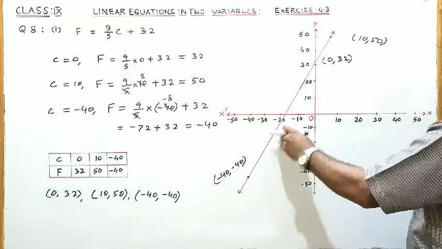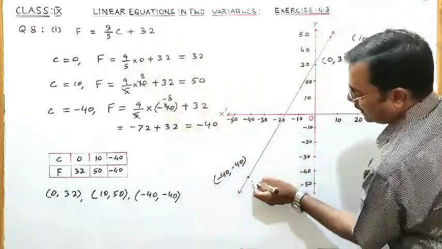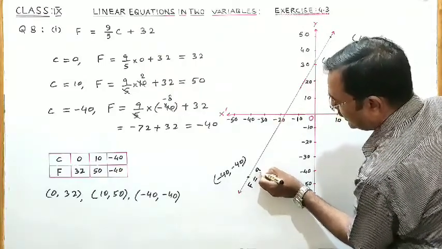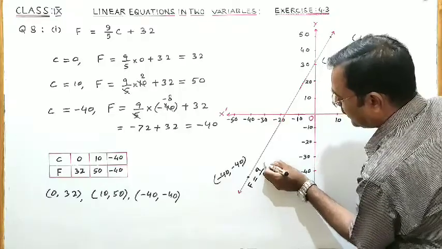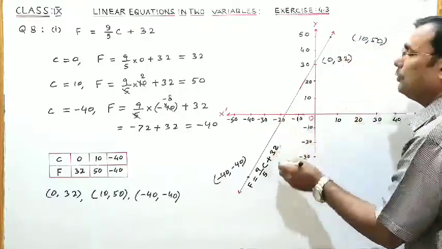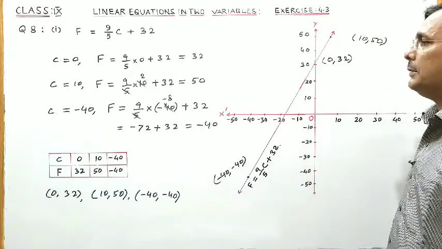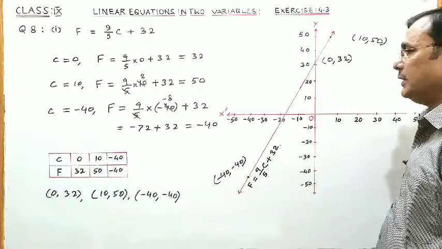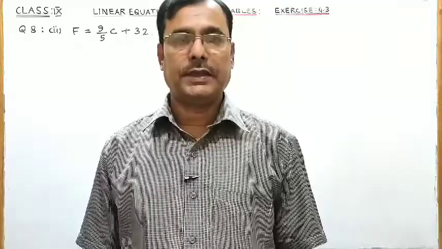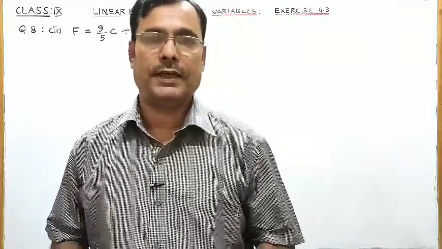Near this straight line, let us write this given linear equation as F is equal to 9 by 5 into C plus 32, and this is the graph of this given linear equation, F equal to 9 by 5 into C plus 32. Second part: if the temperature is 30 degrees centigrade, what is the temperature in Fahrenheit?